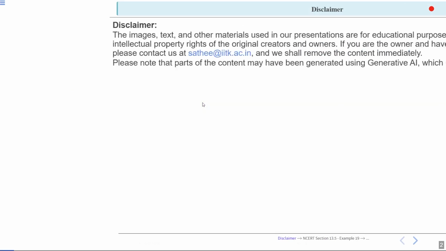In this lecture, we will cover example 19 to 21 and then we will discuss exercise 13.3 question number 1 to 4. So let's get started.